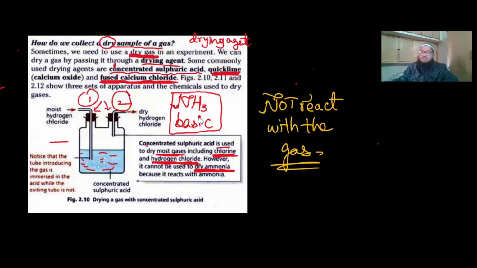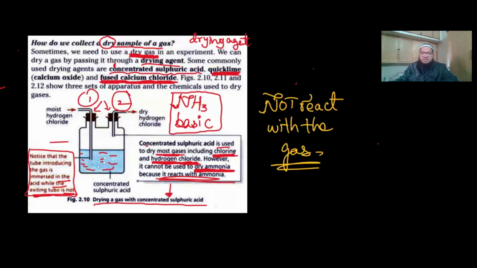So ammonia, since it can react with sulfuric acid, is not dried using this technique, because all the ammonia that enters will never come out. It will react and get consumed over here. That's the point. Notice that the tube introducing the gas is immersed in the acid while the exiting tube is not. See, they've written it in red. The very important point has been outlined in red. Okay, drying a gas with concentrated sulfuric acid, a very important dehydrating agent.